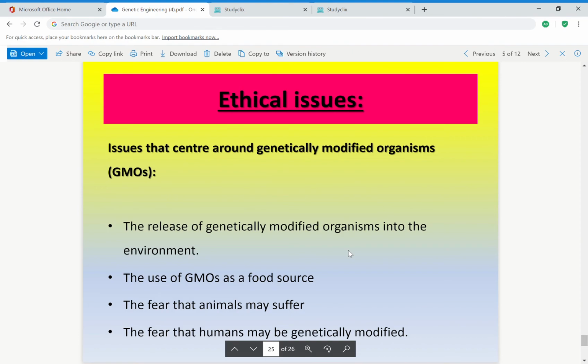So, in summary, although in parts it's a kind of theoretical chapter, the main things you need to know are the definition at the start. You need to understand the 6 steps involved in genetic engineering, and then you have to have one example of its use for plants, for animals, and for microorganisms. Nice and simple. I hope you found that helpful.